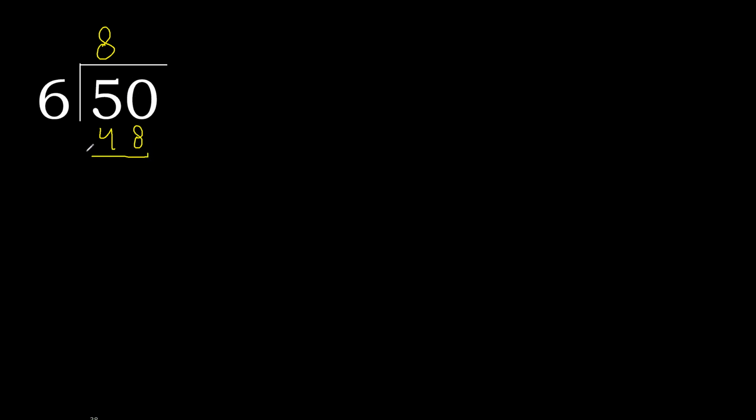50 minus 48 is 2. Next, there is no number left, therefore complete it with 0, always complete with 0 here with a point, okay? 20. 6 multiplied by 4 is greater, multiplied by 3 is 18, okay? It's not greater.